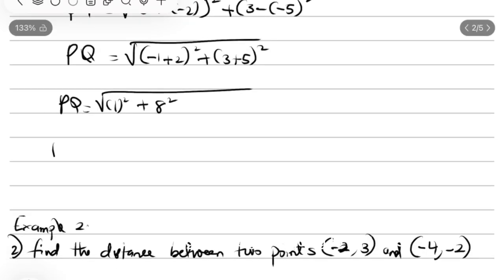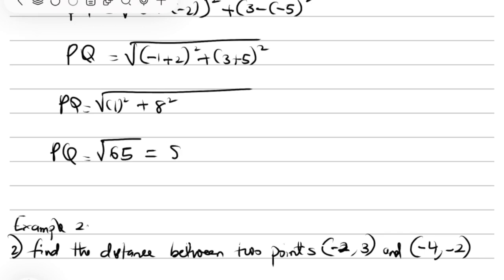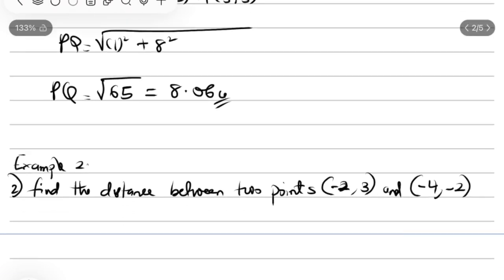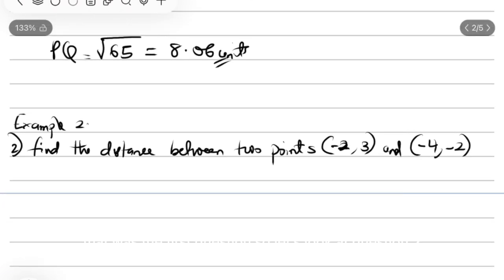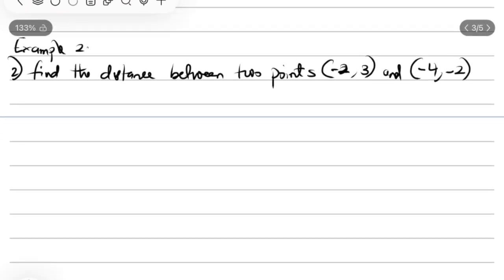So it's going to give us PQ equals root 65, which is 8.06 units. That's the first question. So let's look at question 2.